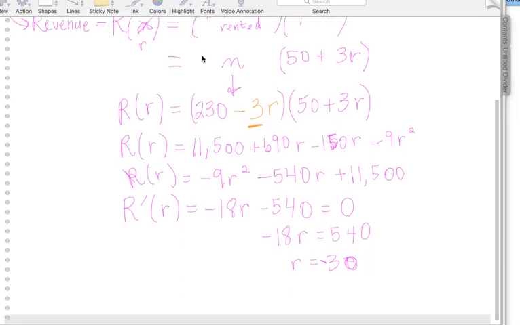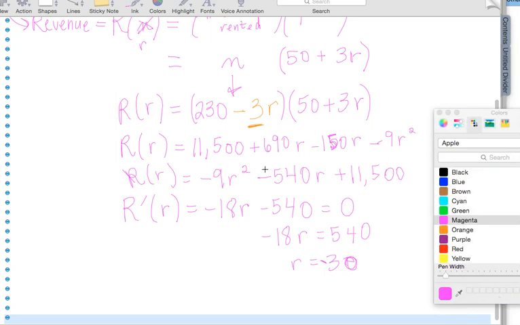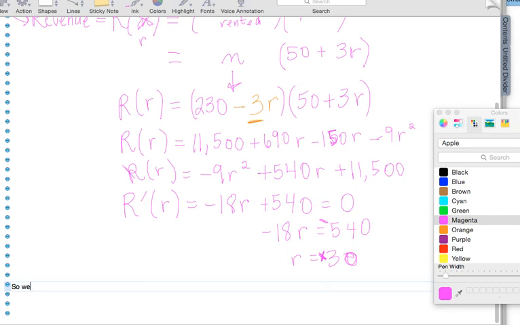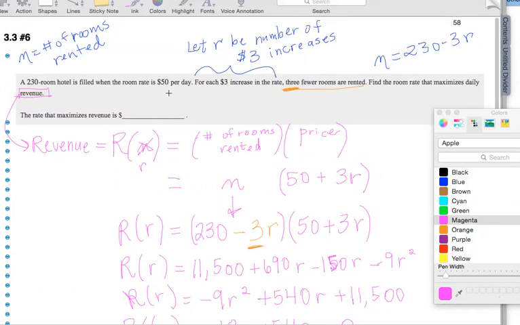So looking back at my work, my setup all makes sense, but what I did right here is I said that 690 minus 150 is negative 540, and that should have been a positive 540. So let's fix that. Positive 540, positive 540. Then that would be negative, so this would be positive 30. Now that makes sense. So we should have 30 $3 increases in price is what that's saying. So that means we should increase the price by $90. If we add $90 onto $50, then we should charge $140 per day.